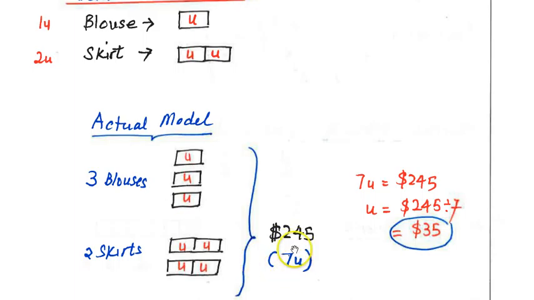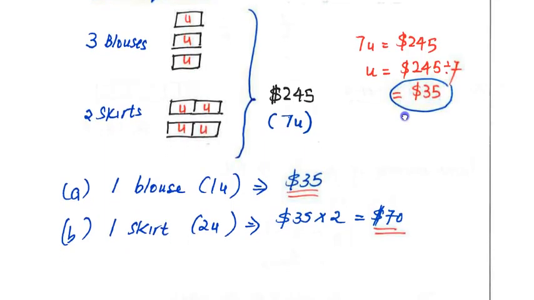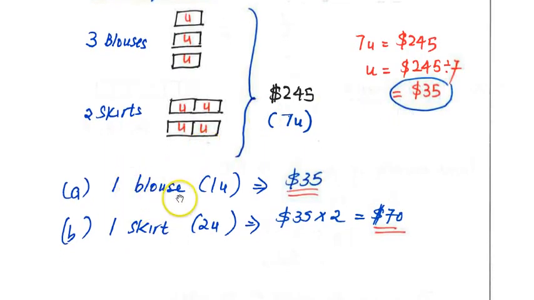Right? 7 U is 245. Let us find out 1 U. 7 U is 245. 1 U is 245 divided by 7, which is 35. Now let's take a look at how you're going to find what you needed to find. 1 blouse. Now you find out the cost of 1 blouse, right?